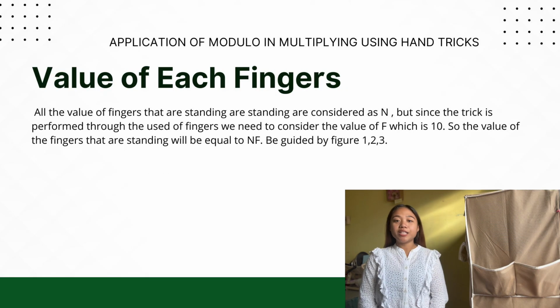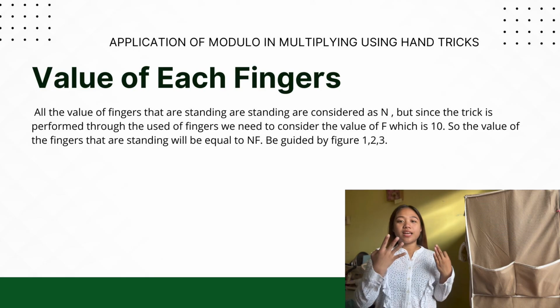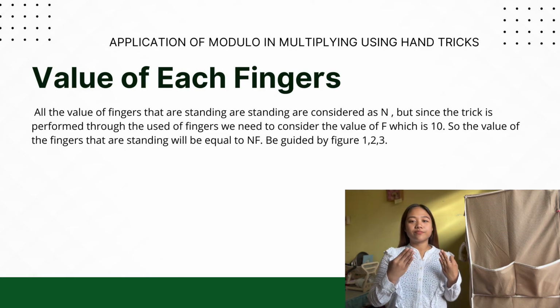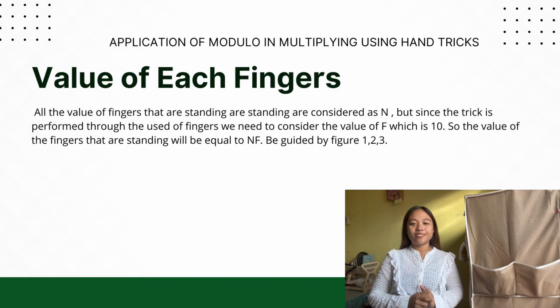So now, let's move on to the value of fingers. Earlier we had an example, 8 times 9. Here, the standing fingers will serve as our n. But since it is performed using our hands, we need to consider the number of our fingers, which is 10. Therefore, the value of the standing fingers will be equal to n times f. So, be guided by the following pictures.